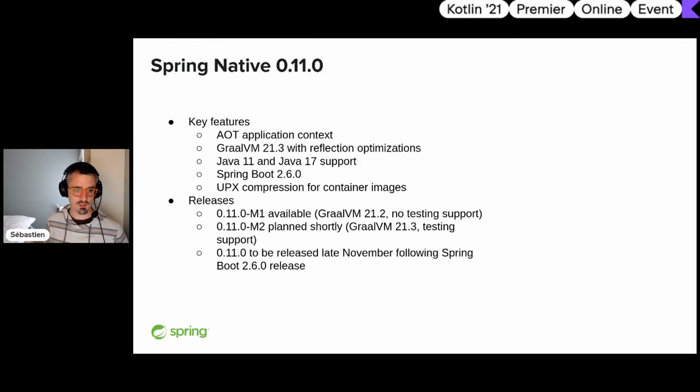The first milestone of .11 is already available, so we can try it. Be aware that there is no testing support yet, and it is still based on GraalVM 21.2. .11 M2 will be released in a few days. It will be based on GraalVM 21.3 and will provide testing support, hopefully. And .11.0 should be released late November, following the Spring Boot 2.6 release. So this is a version that will provide a pretty optimized footprint and a whole new ahead of time engine.